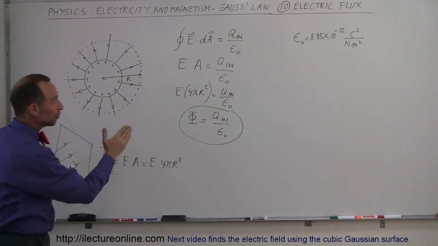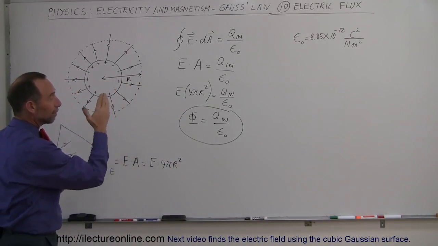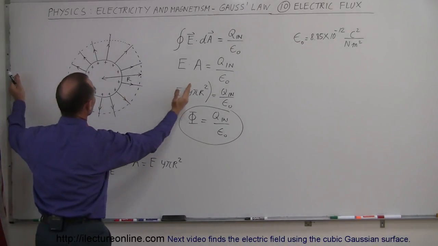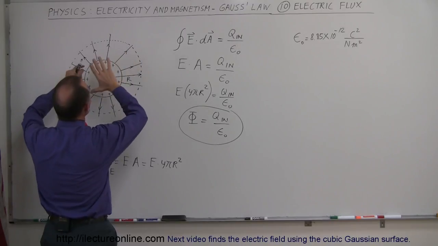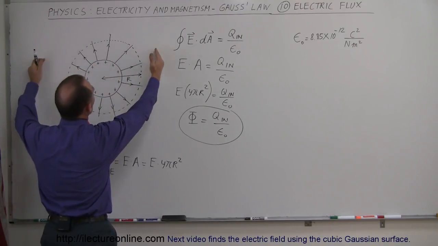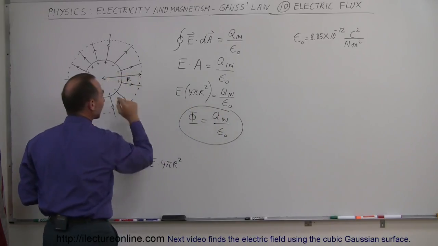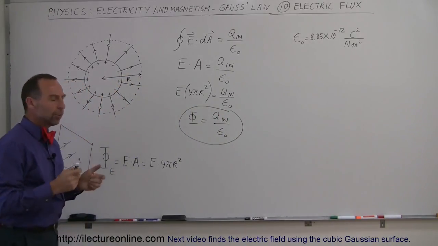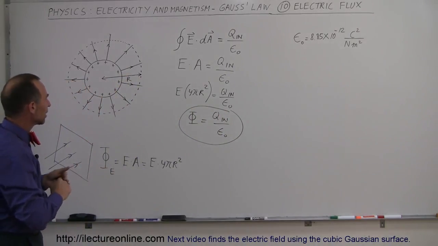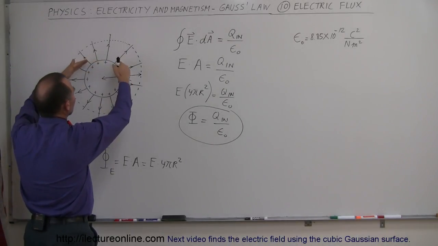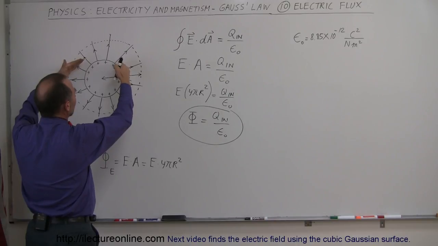Now what's interesting is, notice that the total flux does not depend on the radius, which means I can go farther and farther and farther out. The total flux emanating from this, going through the surface, will always be the exact same, depending on the charge inside divided by epsilon sub naught. Which makes sense, because we can see here that close by, the electric field lines are much closer together, so therefore the field strength is greater.